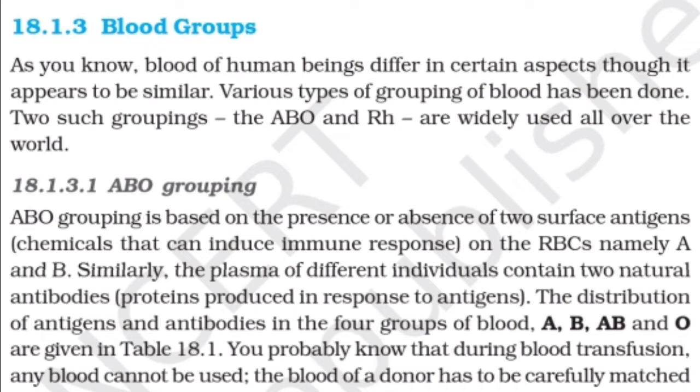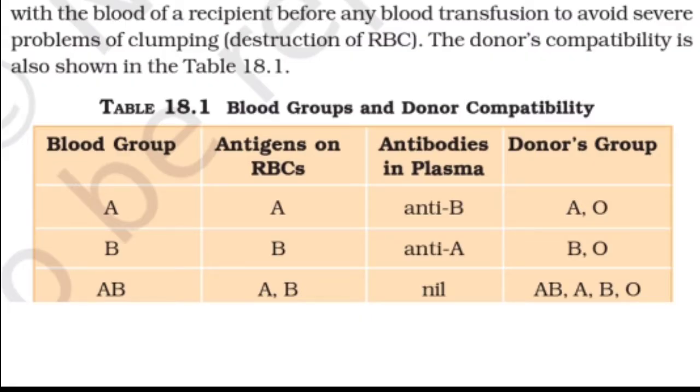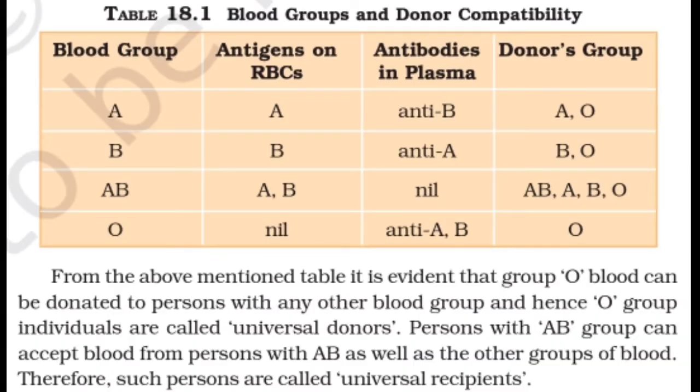Table 18.1. You probably know that during blood transfusion, any blood cannot be used. The blood of a donor has to be carefully matched with the blood of a recipient before any blood transfusion to avoid severe problems of clumping (destruction of RBC). The donor's compatibility is also shown in Table 18.1.